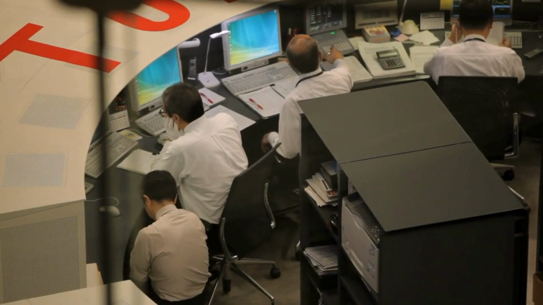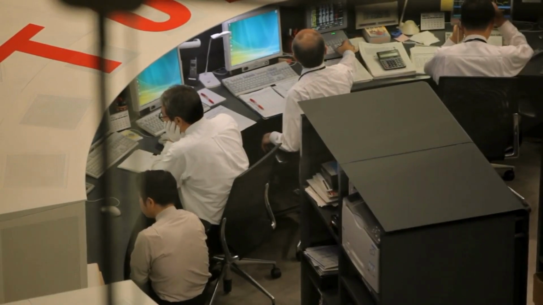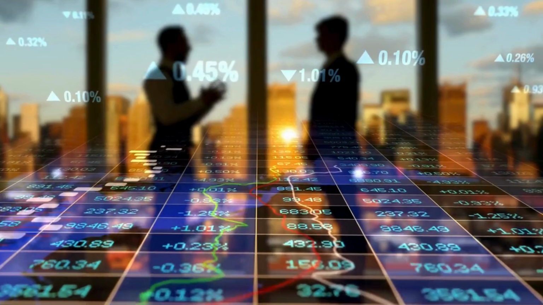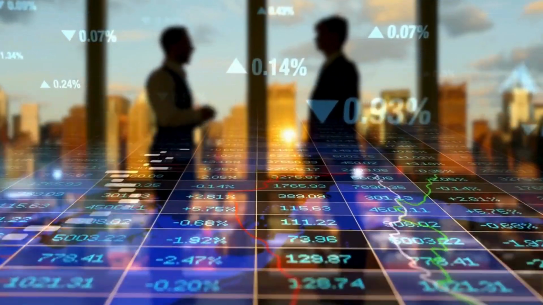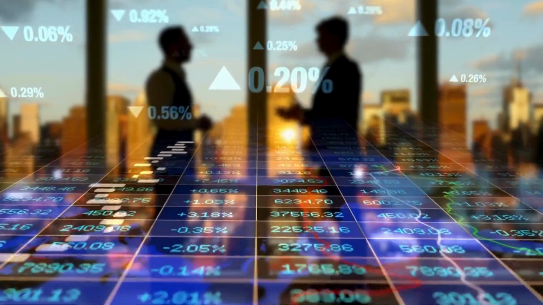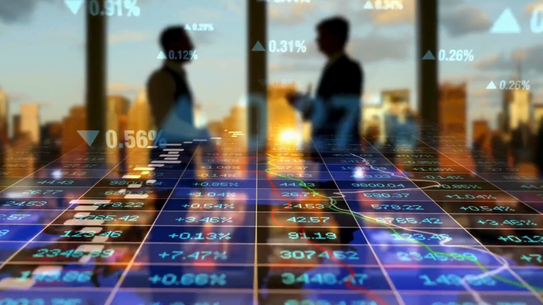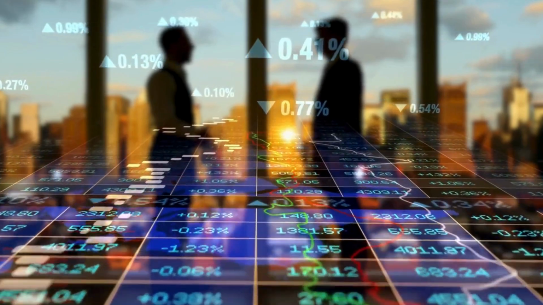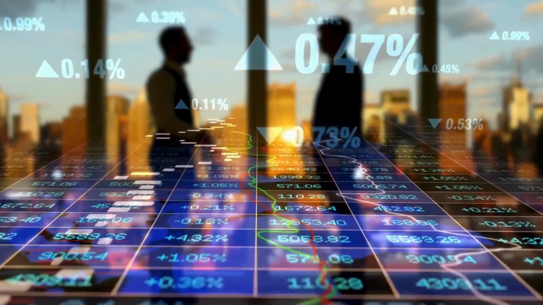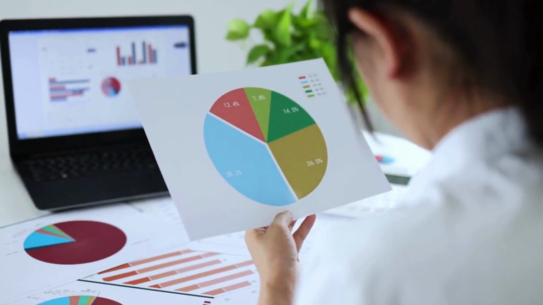A robust level of business investment indicates confidence in the economy's future, while a decline may signal caution or economic uncertainty. Government spending is another crucial component. As the public sector invests in infrastructure, healthcare, and education, it injects funds into the economy, influencing its overall trajectory.